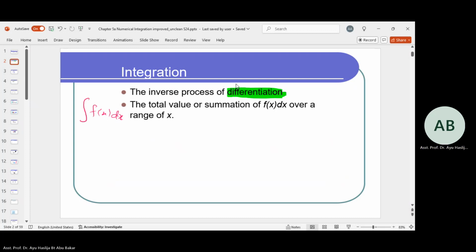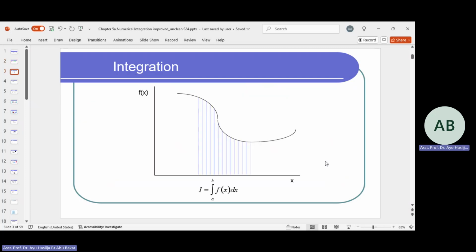Where it is already integrated the value, and you will get some trapezoidal rules, Simpson's rule, and unequal segment. Okay, it depends. Now, the function of integration in numerical is to find area under the curve. Okay, so in numerical, integration is to find area under the curve.